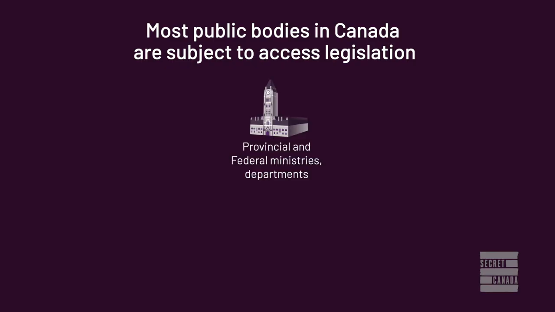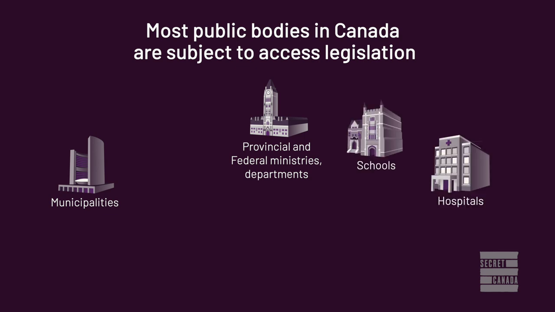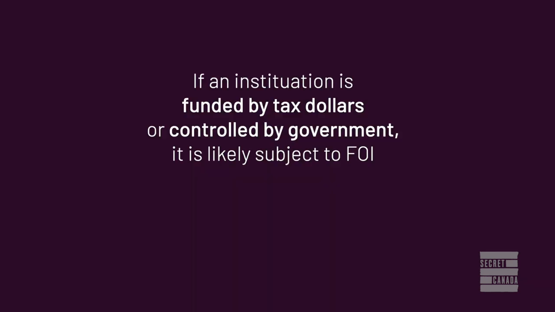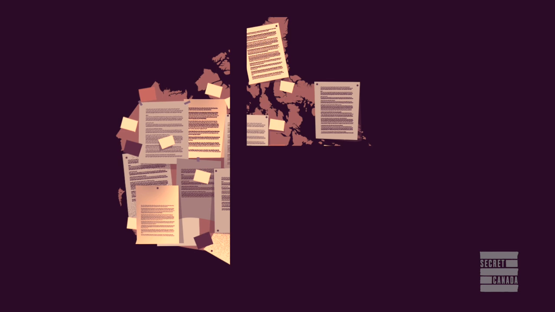Most public bodies in Canada are subject to access legislation. This includes provincial ministries, federal departments, and municipalities, but also thousands of other institutions like hospitals, schools, police services, transit agencies, and crown corporations. In general, if an institution is funded by tax dollars or controlled by government, it is likely subject to FOI. Know that there isn't one access law in Canada.